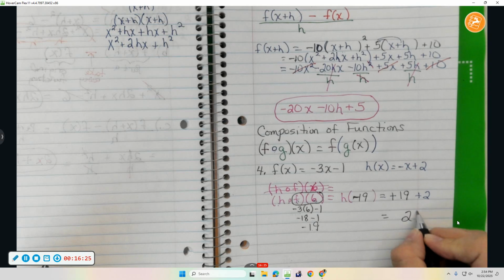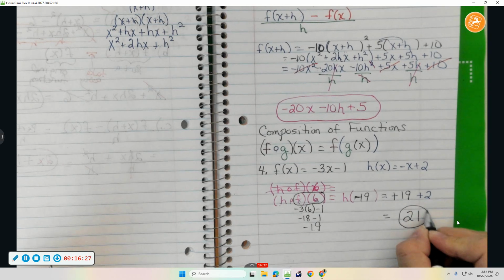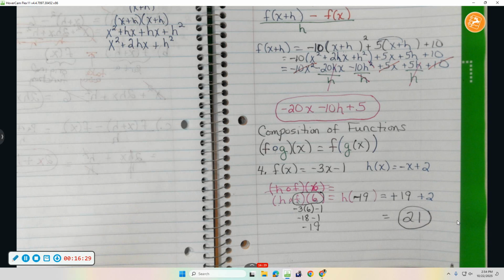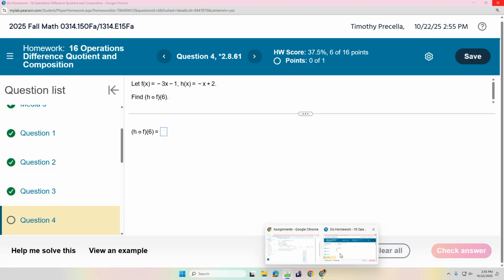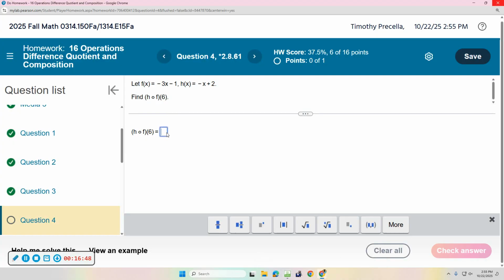Is that 21? Mm-hmm. In words, what did we do? You start with number 6, plug it into the function beside it. Take that answer, plug it into the function beside it. Let's go ahead and punch that one in. Realize that composition of functions is really just repeated function notation.